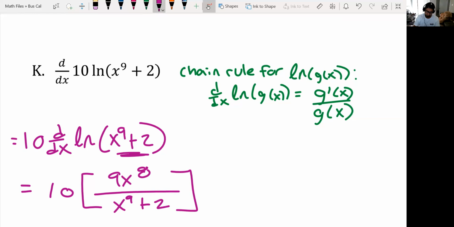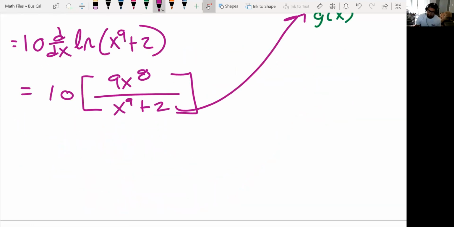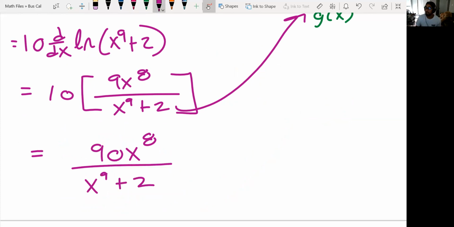There you go. That looks exactly like that. Derivative of inside over the inside. And then just multiply the 10 in. Remember, the 10 only goes to the numerator because you can see it as 10 over 1. So our final answer will be 90x to the 8th over x to the 9 plus 2.